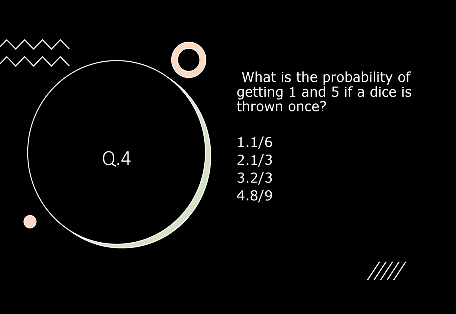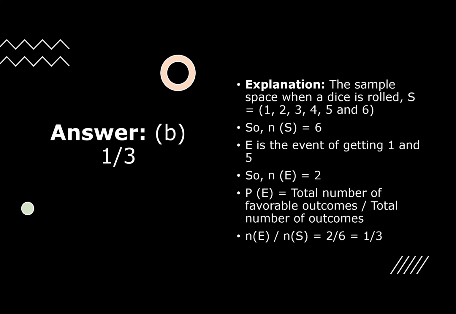Question number 4. What is the probability of getting 1 and 5 if a dice is thrown once? 1 by 6, 1 by 3, 2 by 3 or 8 by 9? The answer is 1 by 3. Sample space is of 6. Number of events is 2. So 2 divided by 6 is 1 by 3.